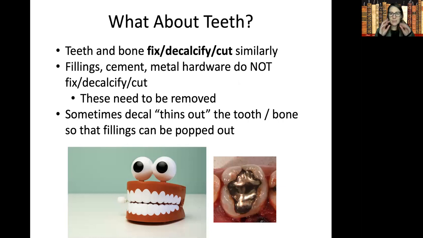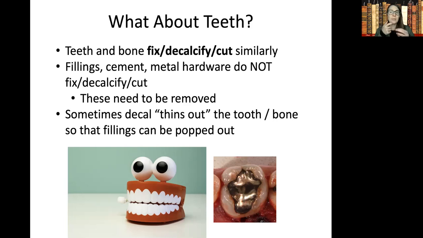So these need to be removed from the choppers. So you can see in this case that there's a nice metal filling surrounded by normal tooth. So in this case, the tooth's not a problem, but it's the filling that's the problem. Sometimes after decalcification, the tooth and or bone kind of thin out a bit so that sometimes these fillings can be sort of popped out.